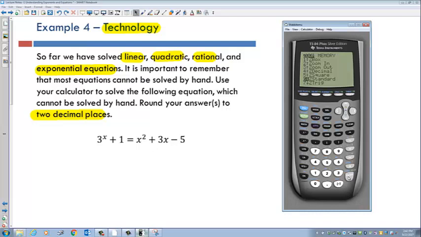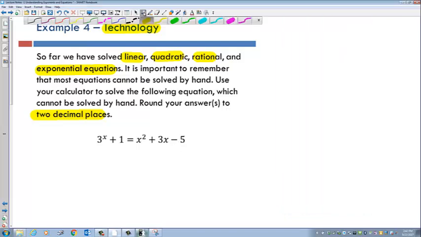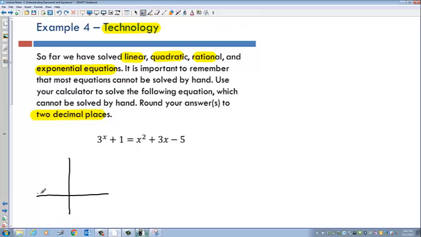It's a -10 to 10 window, and hit enter, and you'll see here's the exponential function, and then there is the graph of x squared plus 3x minus 5, and hopefully you see that it intersects right there. And so what we can do is draw a picture of this to show our work. So what did it look like? It looked kind of like this.